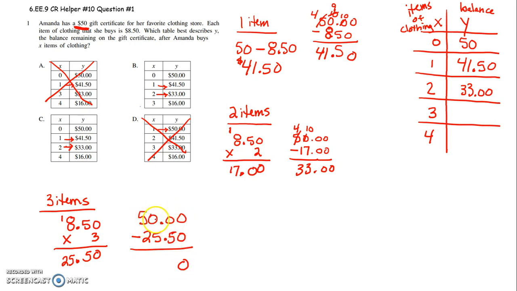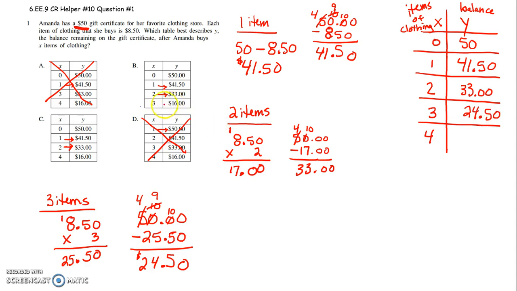I look to borrow here. I can't borrow from there yet. So that 5 becomes a 4. This becomes a 10. I can now borrow. That 10 becomes a 9, and this is a 10. 10 minus 5 is 5. Drag that decimal point right down. 9 minus 5 is 4. 4 minus 2 is 2. So now, after 3 items, she's left with $24.50.